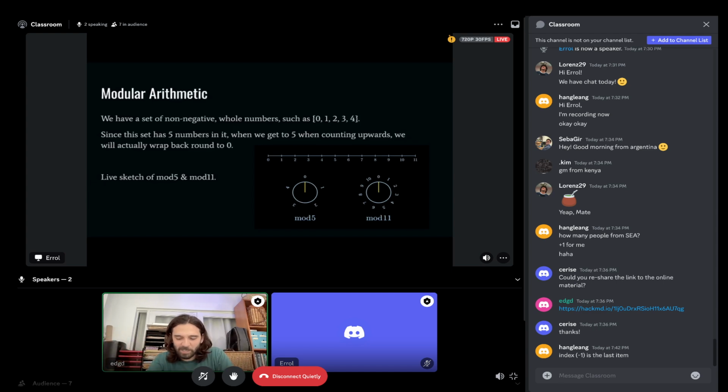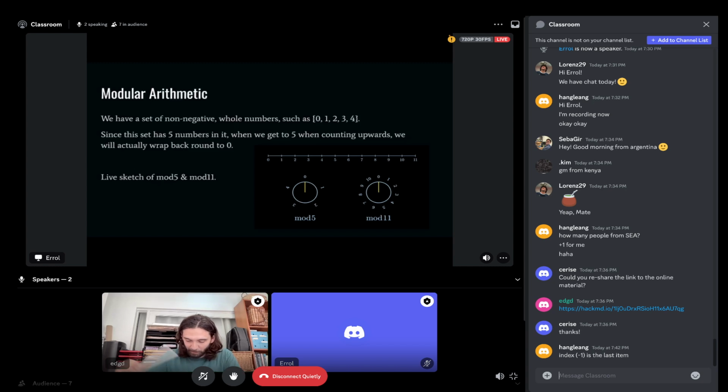In programming terms, the -1 index will be the last number. So in the set 0, 1, 2, 3, 4, the -1 would be the 4, and in the set 0, 1, 2 up to 11, the last index would be the number 11. Well, technically 10 actually.